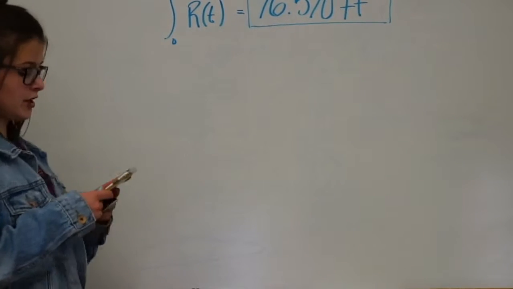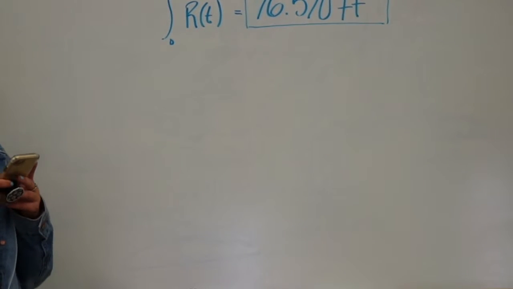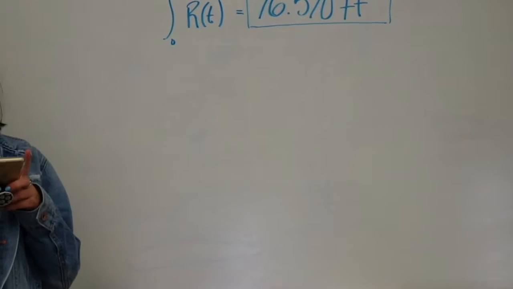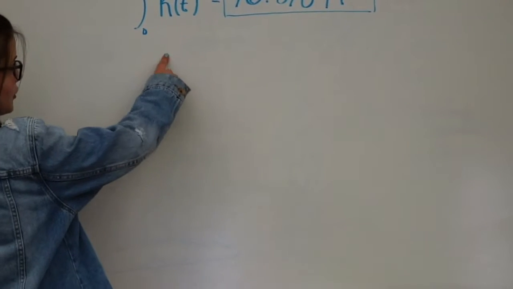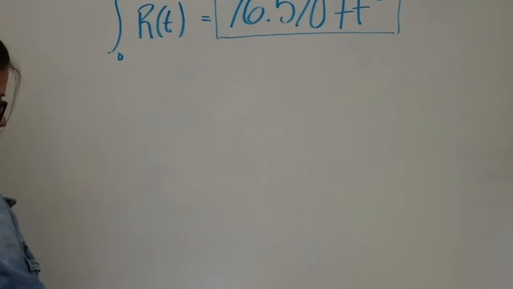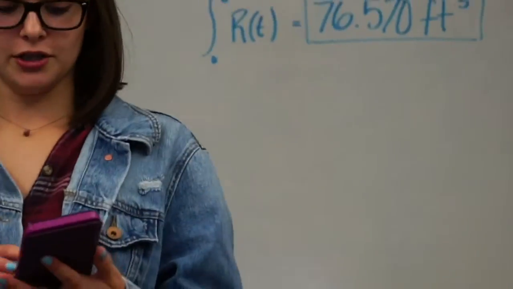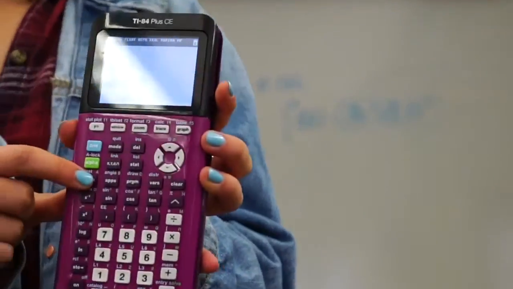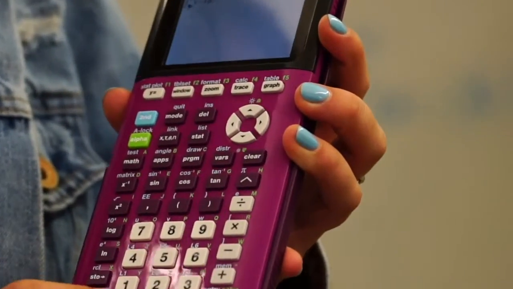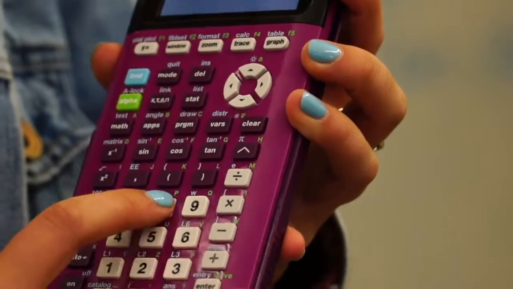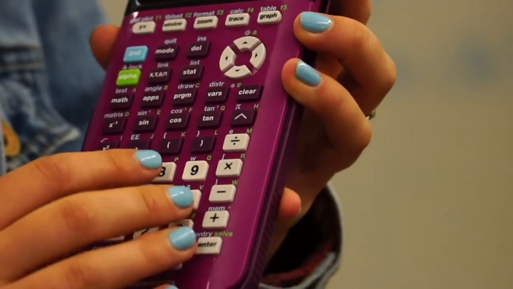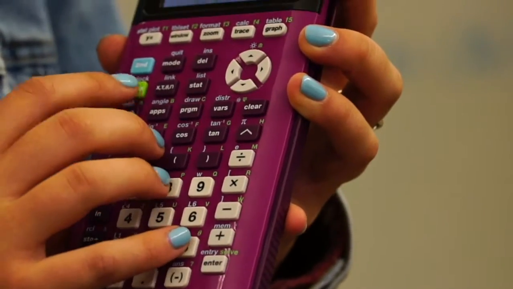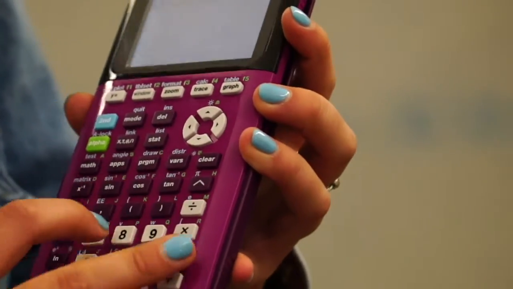So we have our equation, r of t equals 20 times the sine of t squared over 35 cubic feet. And so we need to take the integral of that from 0 to 8, and you can do this in your calculator. So you go to the math button and press 9 for the integral. You put in the lower limit of 0 and the upper limit of 8, and then the equation, which is 20 times the sine of parentheses x squared.